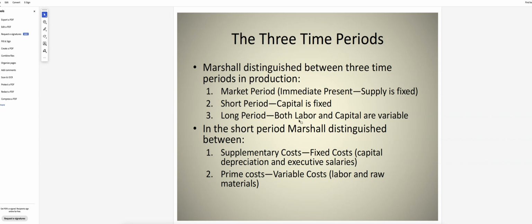And that when we're talking about how firms make decisions, we focus on different time periods. One where one of the inputs is fixed, usually it's capital, and that would be the short run. And then we look at the long run, where both of the inputs in the production process are variable.